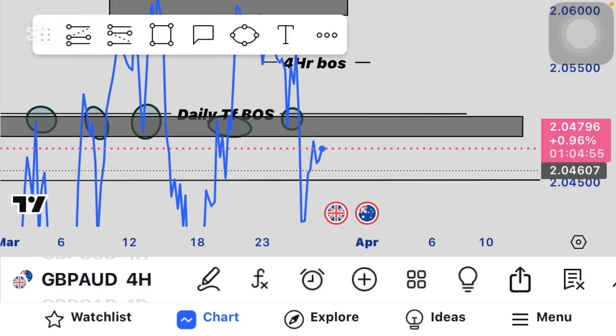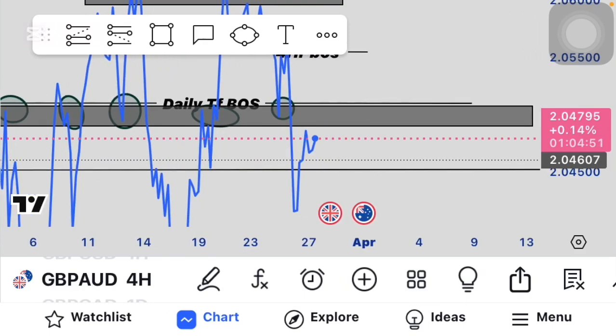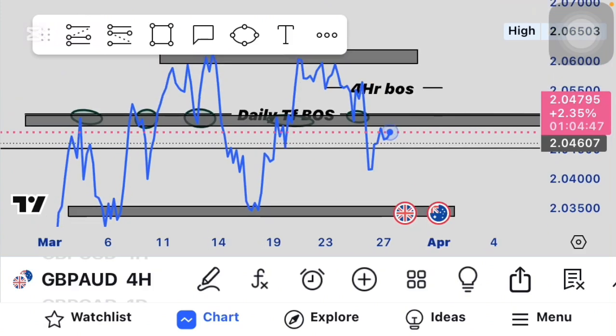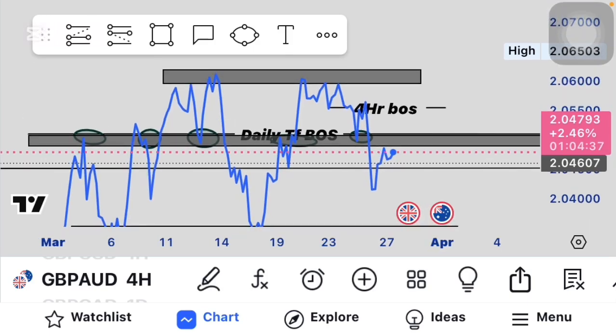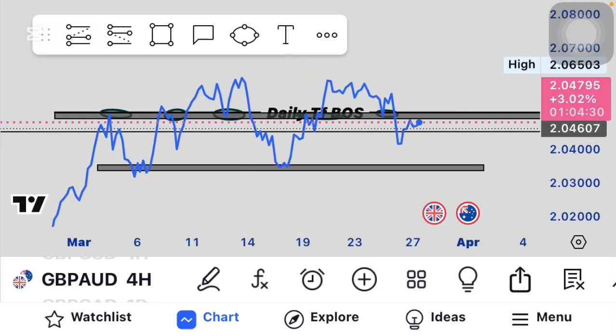This is the zone I'm interested in selling the market. So I might wait for this zone, and if there is a push, there is a break on this daily time frame, a break of structure, then we'll hold on to see what the market is doing. Either it's going to break this previous high or continue to the downside.